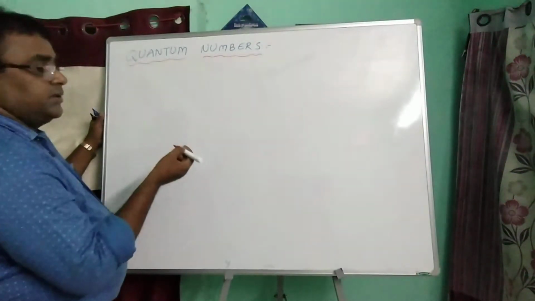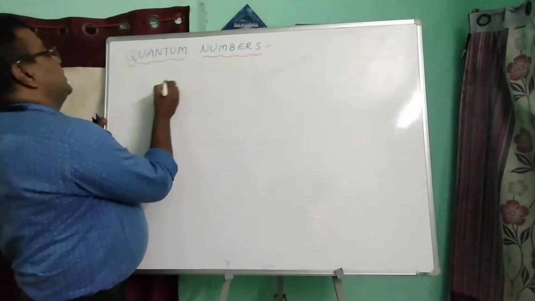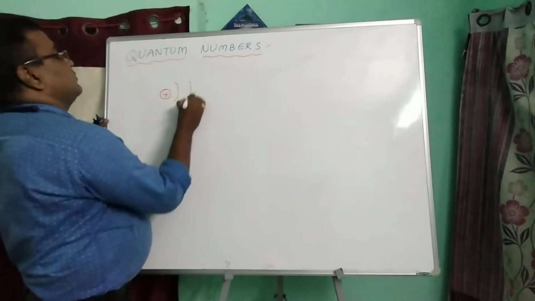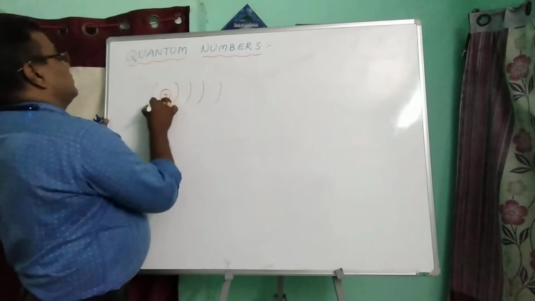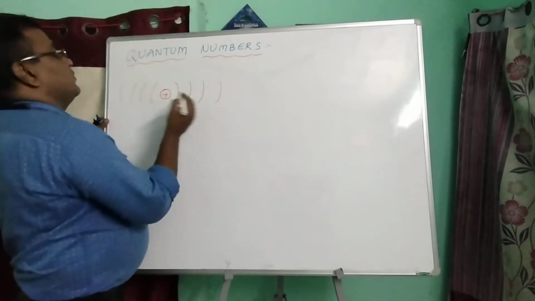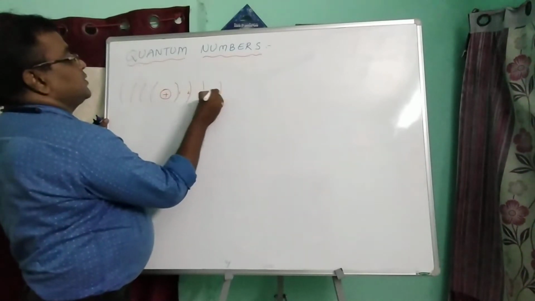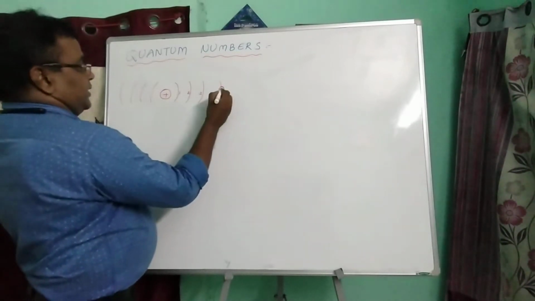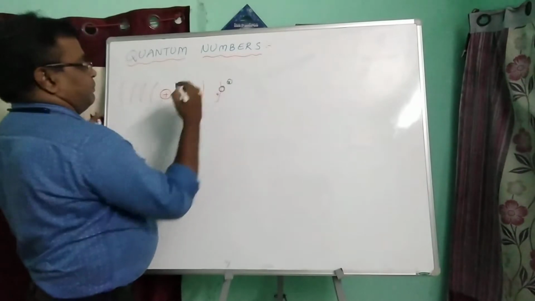So what are quantum numbers? First, let me take an atom. For example, first shell, second shell, third shell, fourth shell. In the fourth shell, there is an electron. For example, let me take this electron X.